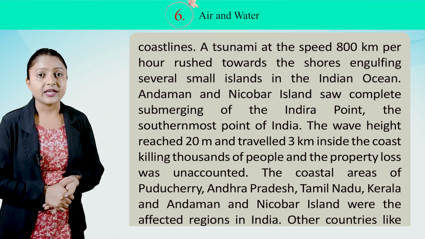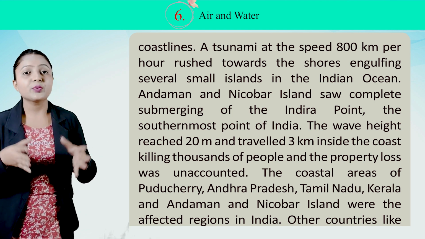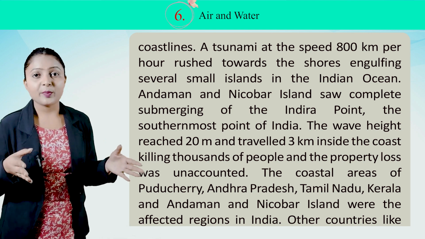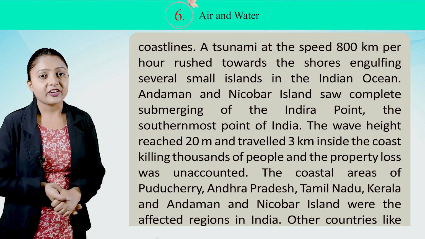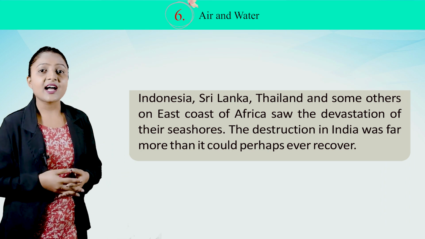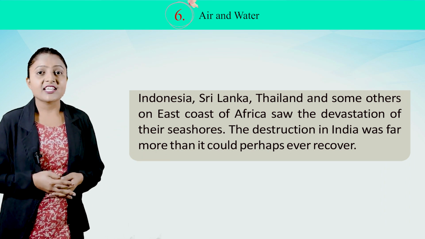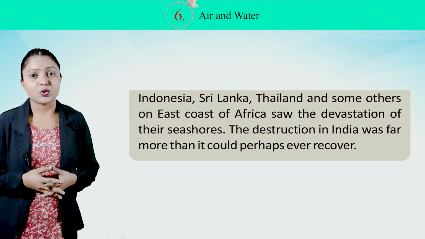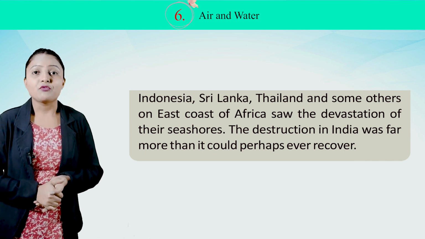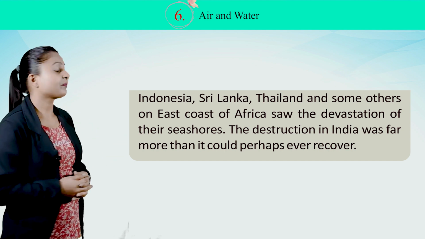The wave height reached 20 meters and travelled 3 kilometers inside the coast, killing thousands of people, and property loss was unaccounted. The coastal areas of Puducherry, Andhra Pradesh, Tamil Nadu, Kerala and Andaman and Nicobar Islands were the affected regions in India. Other countries like Indonesia, Sri Lanka, Thailand and some others on the east coast of Africa saw the devastation of their seashores. The destruction in India was far more than it could perhaps ever recover.